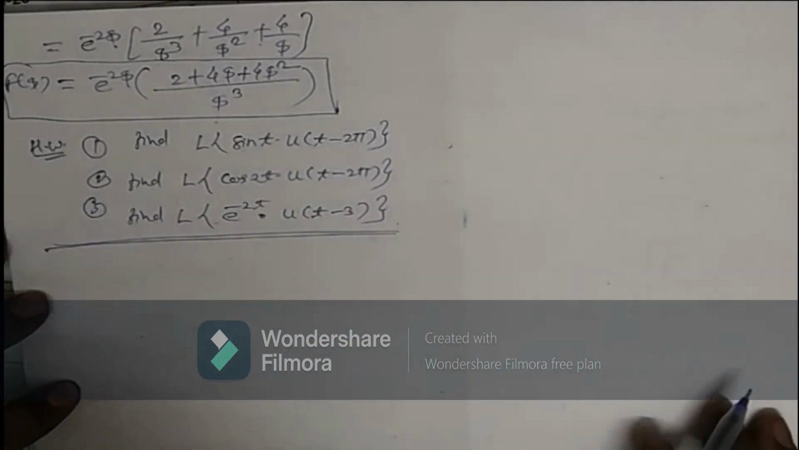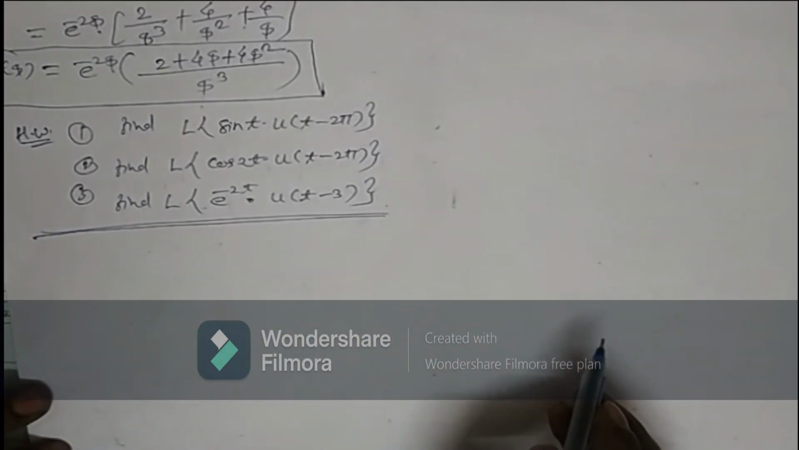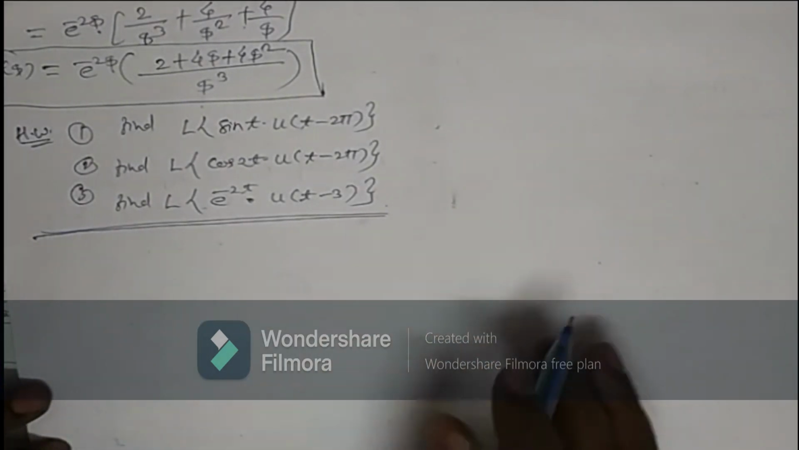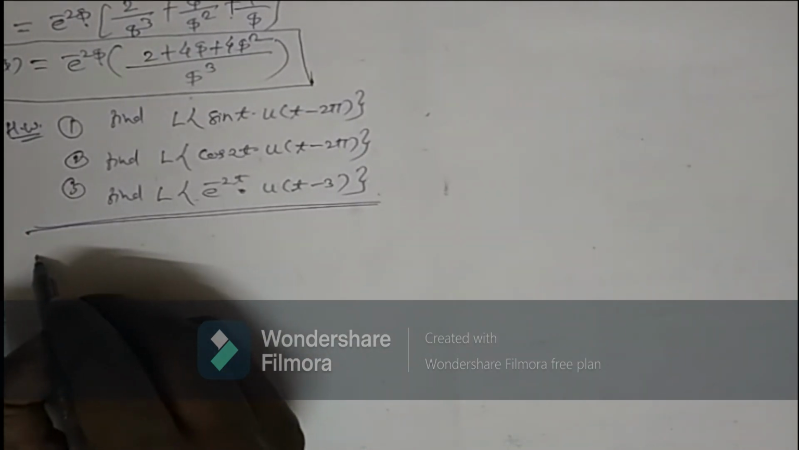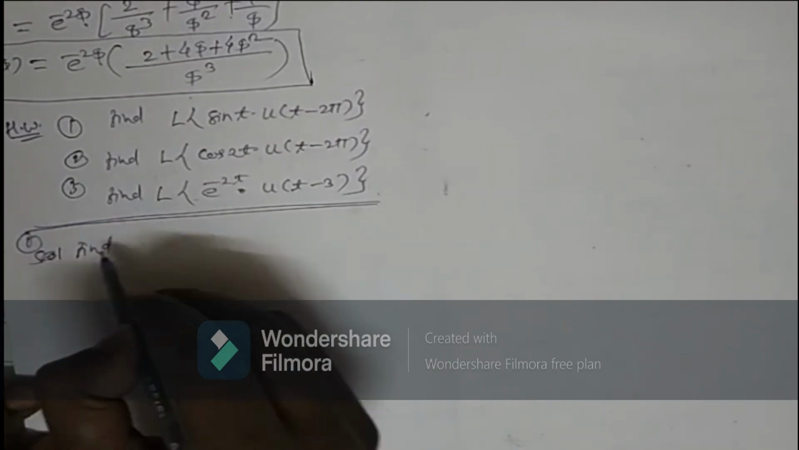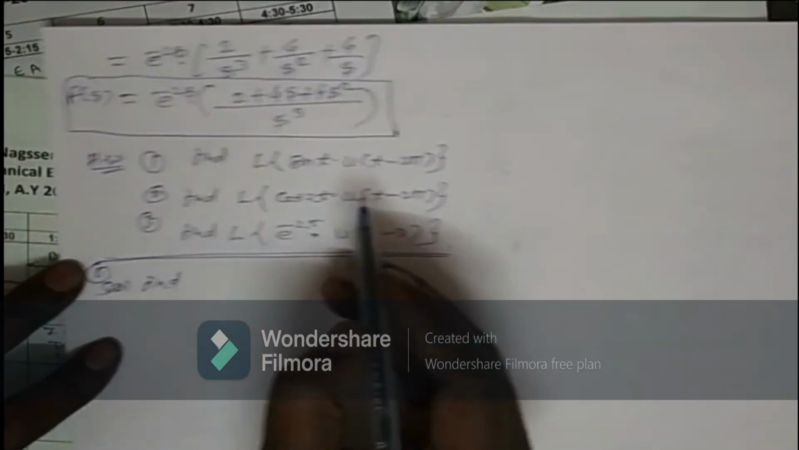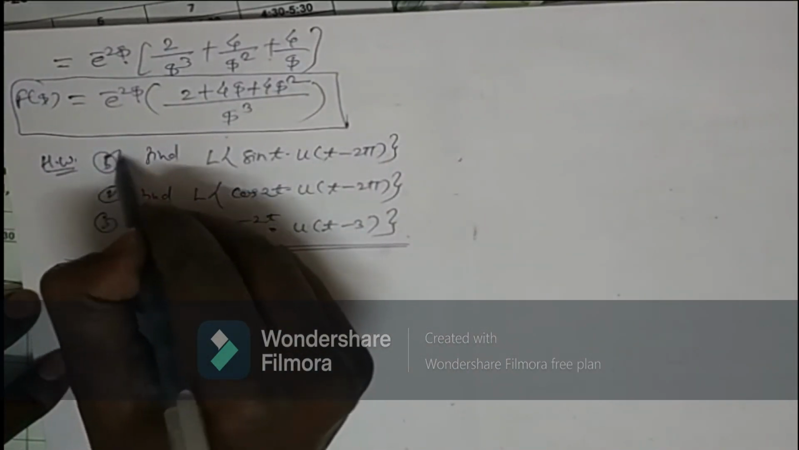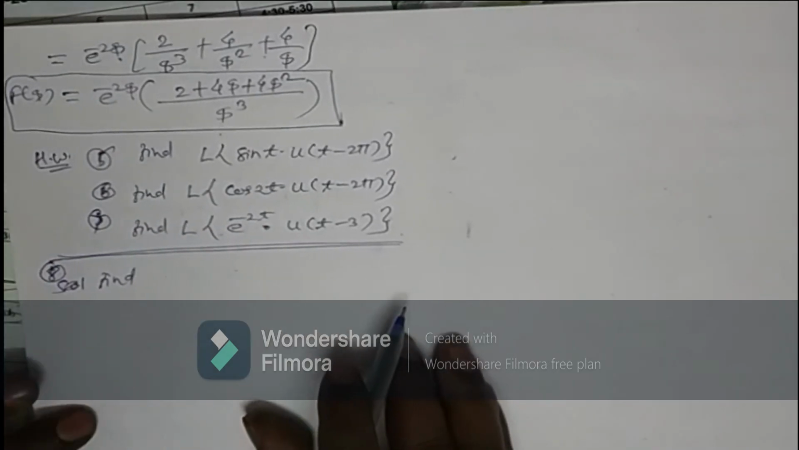Now let us see another type of example by using this Heaviside unit step function. So the next example number is 4. This example is 5, this is 6, this is 7. Now let us consider this example number 8.